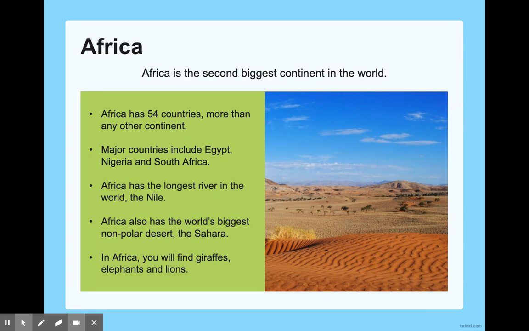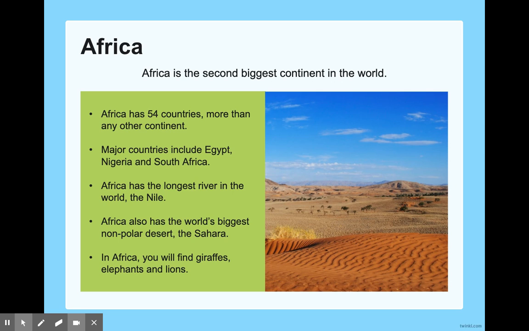Next, Africa. Africa is the second biggest continent in the world. Africa has 54 countries, more than any other continent. Some of their countries are very tiny, maybe even as small as just the state of Alabama or smaller. Major countries include Egypt, Nigeria, and South Africa. Africa has the longest river in the world, which is the Nile River. Africa also has the world's biggest non-polar desert, which is the Sahara. So non-polar means it's not cold.